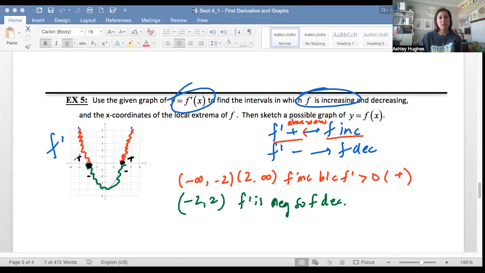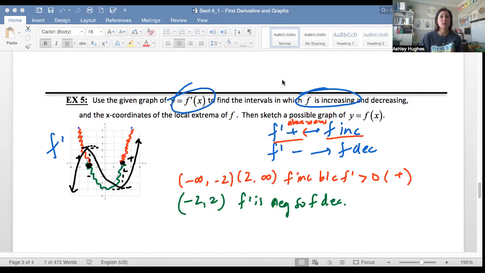So this function is positive, which means the function f starts off as increasing, then it's going to change to decreasing, then it's going to change to increasing. So this could be a possible example. This horizontal tangent corresponds to that 0. This horizontal tangent corresponds to that 0.